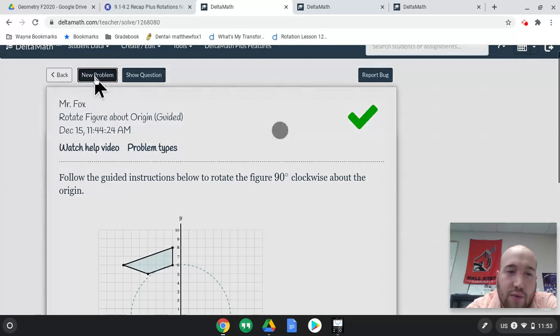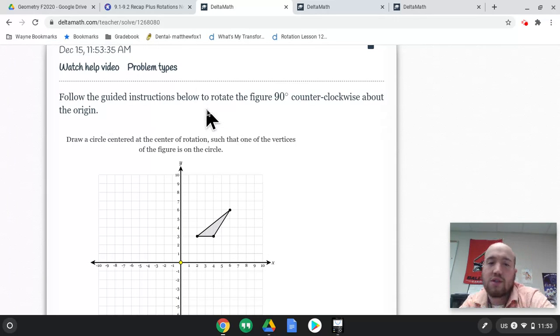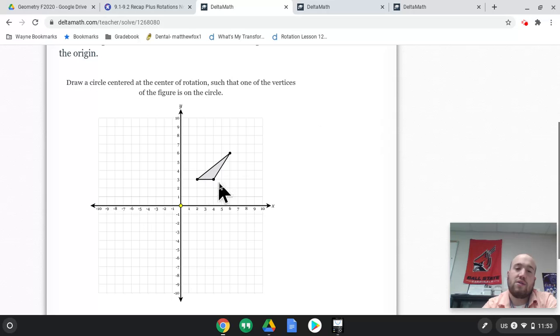All right, let's do one more like this. Okay, so this time it says follow the guide instructions to rotate the figure 90 degrees counterclockwise. So counterclockwise, it's going to go the other way. It's still going to end up in this quadrant, quadrant 2.